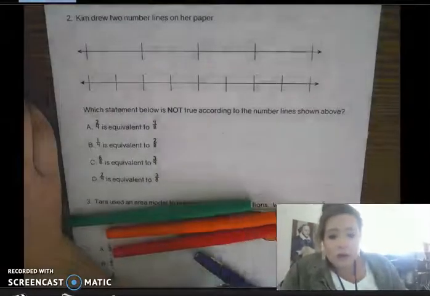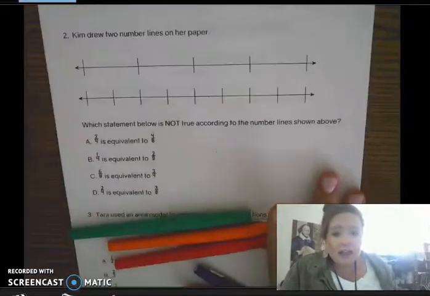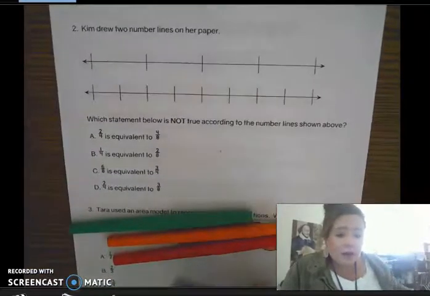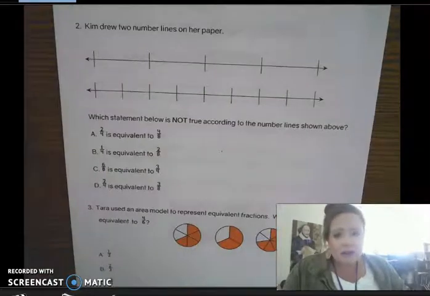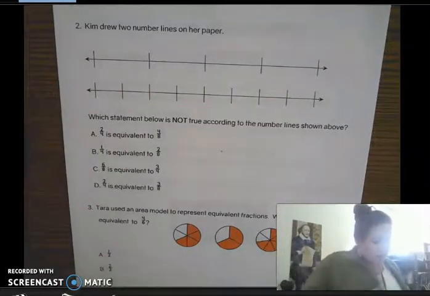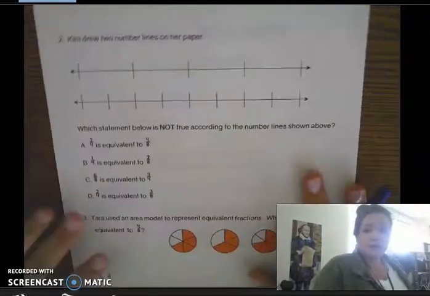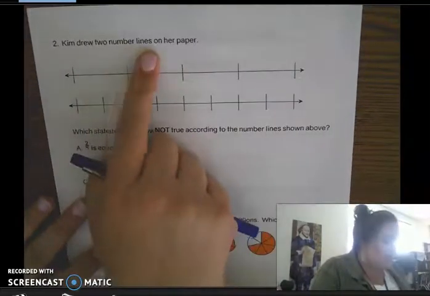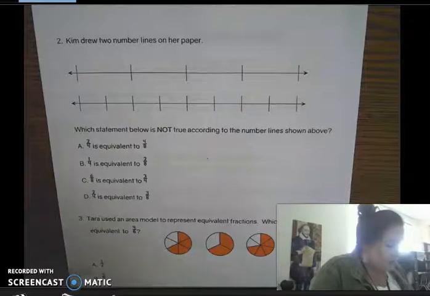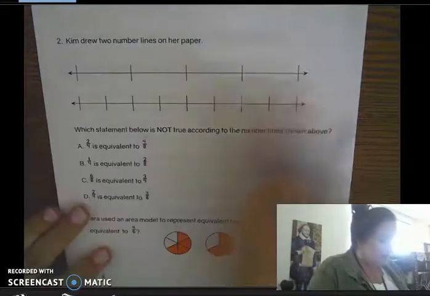So I'm going to be showing you some examples of questions, maybe something similar to what you're going to be asked, and how to use your fraction strips when you're solving these problems, all right? So here we go. Here's the first one. Kim drew 2 number lines on her paper. So here are the 2 number lines, all right?